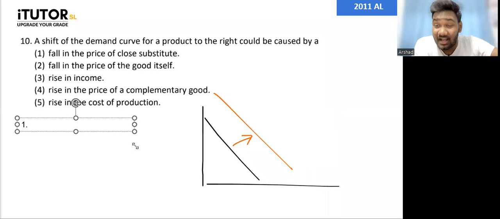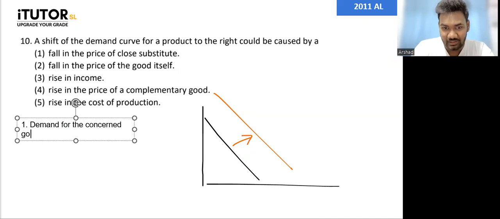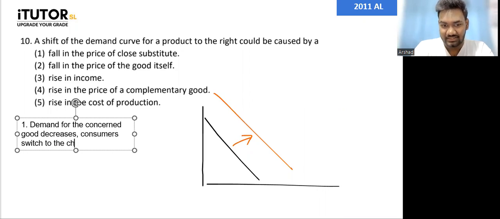If the substitute becomes cheaper, maybe most of my students would now end up going to the other teacher. If both of them are teaching the same thing and the tute is also the same, what happens? They would move to someone else. So if the price of the substitute falls, the demand for the substitute will go up, and as a result, demand for the concerned good decreases. Why does it decrease? Because consumers switch to the cheaper substitute.